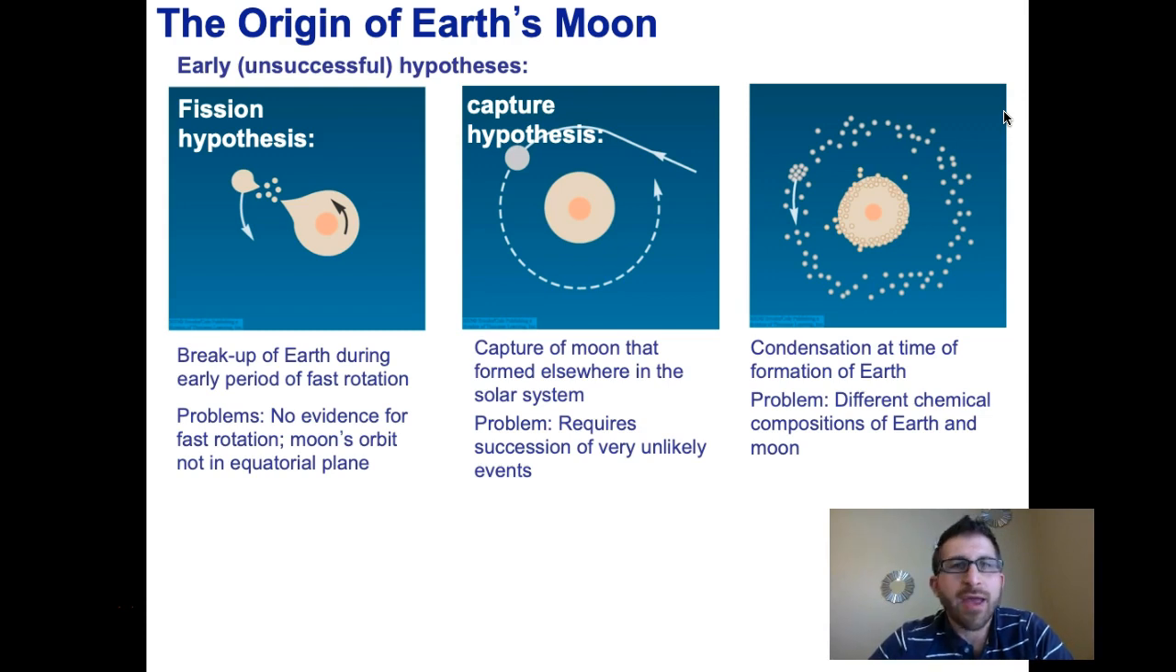The second is a capture hypothesis, where the moon somehow would have been another body from elsewhere, another planetesimal, and was captured by the Earth's gravity. This requires a very, very unlikely sequence of events to have occurred. Third, a condensation at the same time as the Earth's formation. This is probably also a problem because it has a different chemical composition than the Earth does, and if they were formed at the same time, then we would have expected them to have very similar composition.